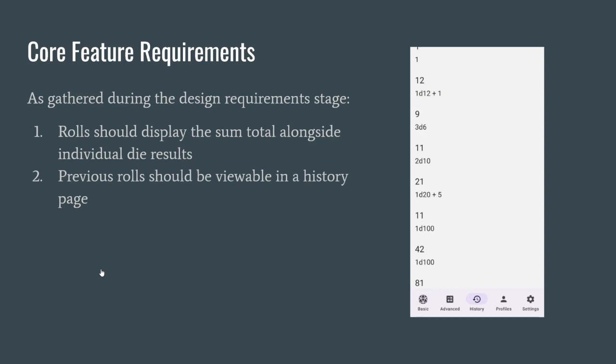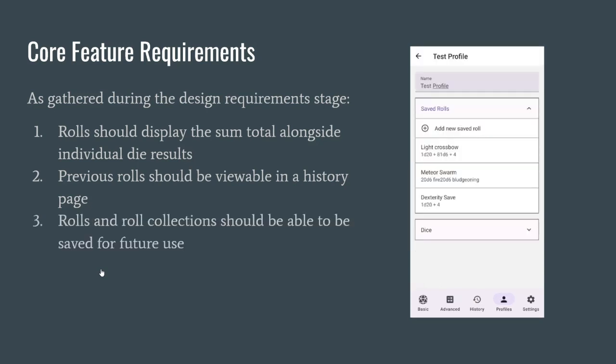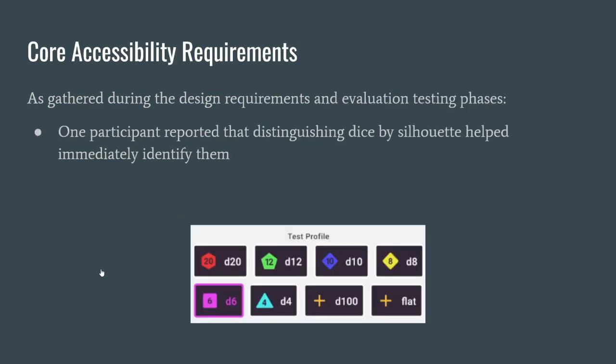Next, previous rolls should be viewable in a history page. This is just self-explanatory. You want to be able to go back and see a roll if you've already cleared it, or some time has passed since then. And finally, rolls and roll collections should be saved for future use. We have this in our profiles page where you can save rolls so you don't need to type them in over and over again. And you can save dice collections as well. All three of these we found with an RPG player during our evaluation.